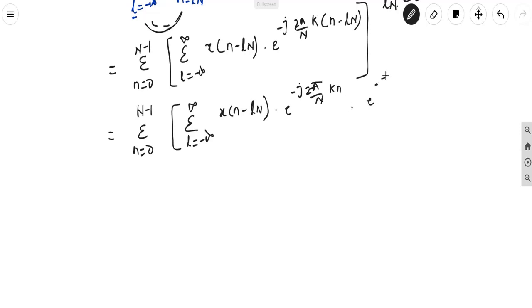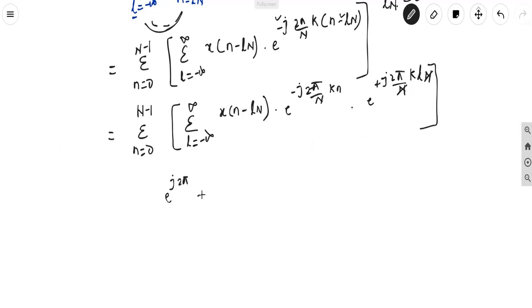of minus j 2 pi, is it minus j? No, it is minus into minus, so this becomes plus here. Okay, so 2 pi k lN divided by N. So this N and this N will get cancelled. Now this equation, what is this? e to the power of j 2 pi.